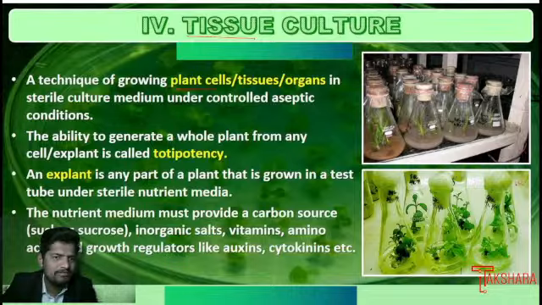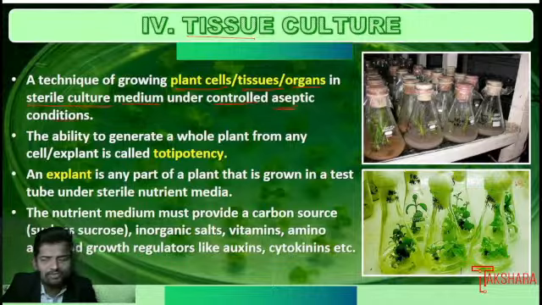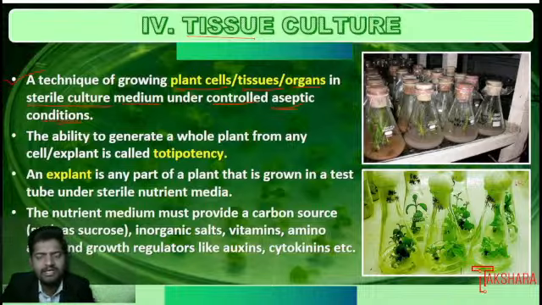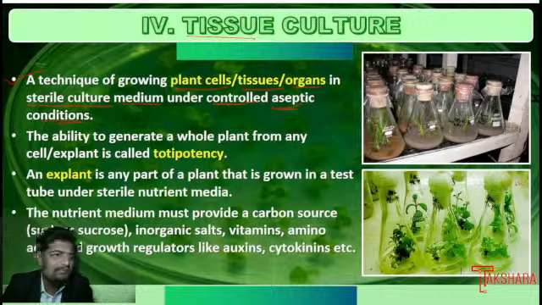What is the meaning? The growing of a plant or a tissue or any kind of organs in a sterile culture medium under controlled aseptic conditions without usage of soil. Sterile culture ಅಂತ ಕರಿತೀವಿ. ಅಂಡರ್ ದಿ ಕಂಟ್ರೋಲ್ಡ್ ಅಸೆಪ್ಟಿಕ್ ಕಂಡೀಷನ್ಸ್ ಇಂದ ನಾವು ಗ್ರೋತ್ ಮಾಡ್ತಾ ಇದೀವಿ ಕಂಪ್ಲೀಟ್ ಪ್ಲಾಂಟ್ ನ. That is what we call the tissue culture technique. And the ability to generate the whole plant body from any cell or an explant, that the plant has potency, that is totipotency.